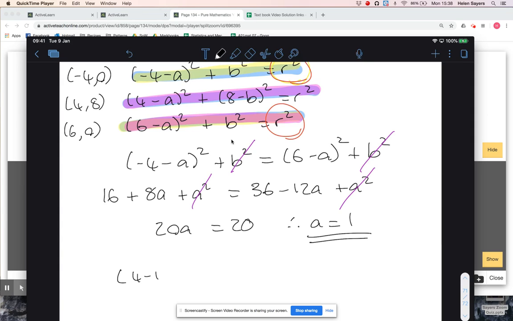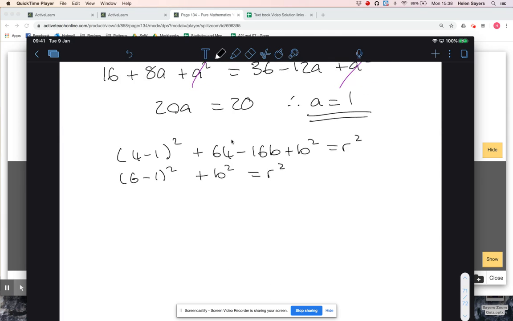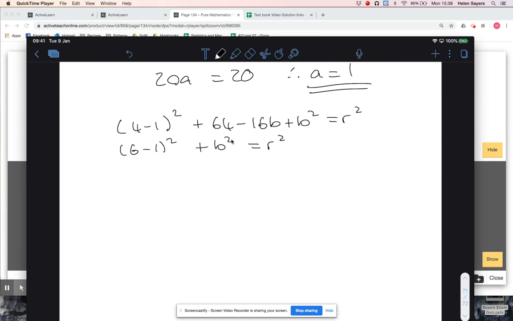Looking at the second one, it's 4 minus 1 all squared plus 8 minus b squared. So I'm going to square those brackets out. So that will be 64 minus 16b plus b squared. Okay, the one below it, the third one, is going to become 6 minus 1 all squared plus b squared equals r squared.